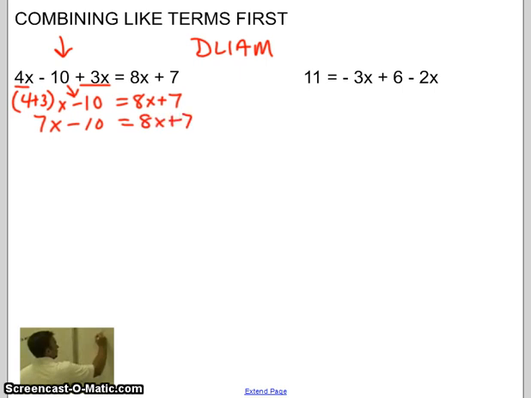Alright, so there was no distributive property. We did like terms. Now we're going to move the x values. Alright, I'm going to get rid of 8x over here. These cancel out. 7 minus 8, different signs, find the difference. Take the sign of the bigger number. So we get negative 1x, bring everything else down.